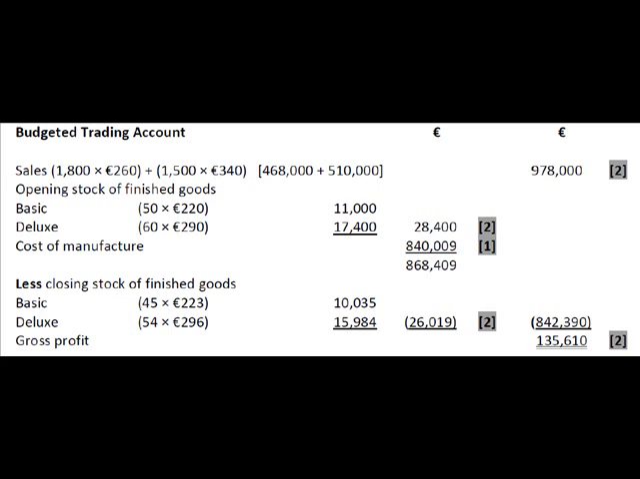to which we add the cost of manufacturing, because of course it's a manufacturing firm. We don't have purchases of finished goods. Instead, we have the cost of manufacturing that we got from our manufacturing budget, 840,009. And then we subtract our closing stock.